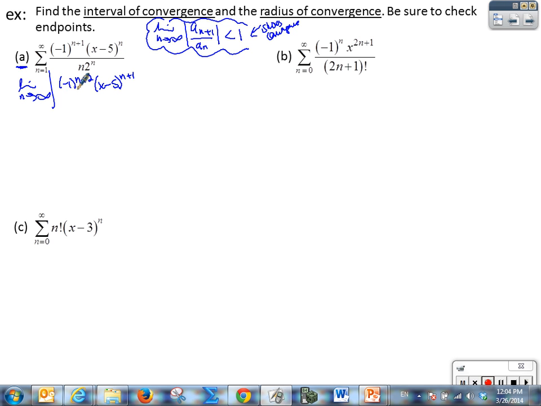So we have negative 1 to the n plus 1, x minus 5 to the n plus 1, n plus 1 in the denominator and 2 to the n plus 1. There's our a sub n plus 1 term. We're going to multiply it by the reciprocal of our original nth term. So I'm just going to write it like that. This denominator would go to the top, and the numerator would go to the bottom.